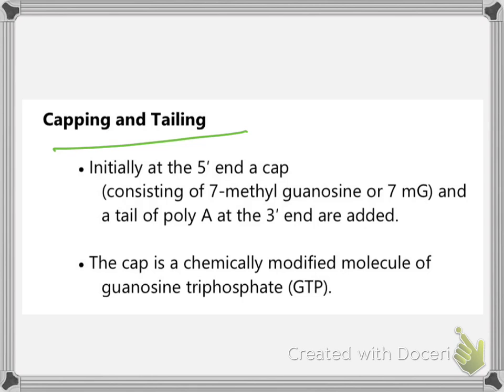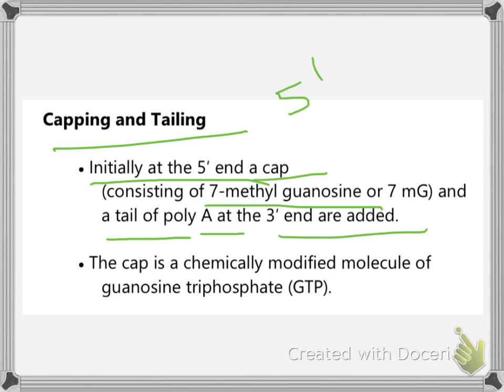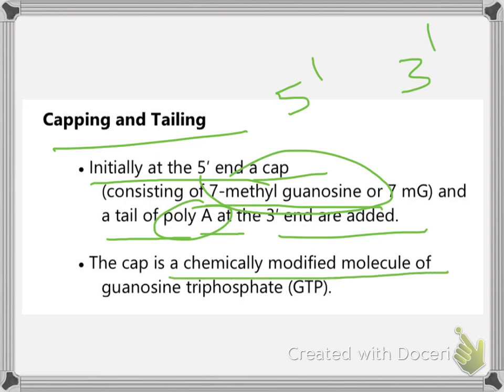Next process is capping and tailing. Initially at the 5' end, a cap which is known as 7-methylguanine and a tail of poly A at the 3' end is added. That is, for this primary transcript, the 5' end is capped by 7-methylguanosine and at the 3' end a poly A tail is added. This is capping and tailing, and the cap is a chemically modified molecule of guanosine triphosphate.